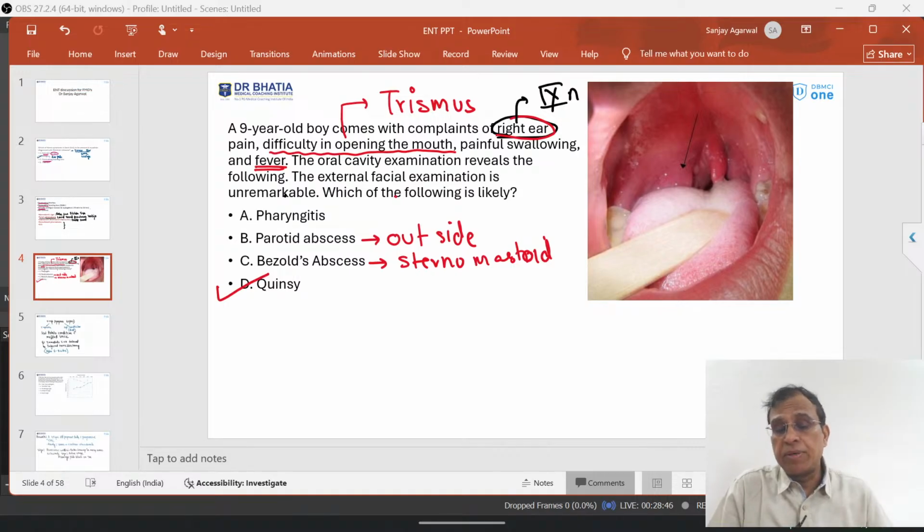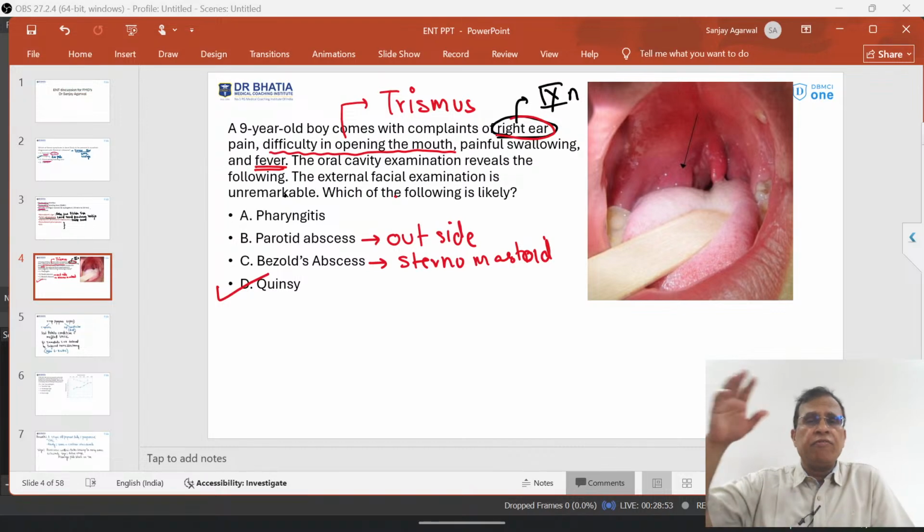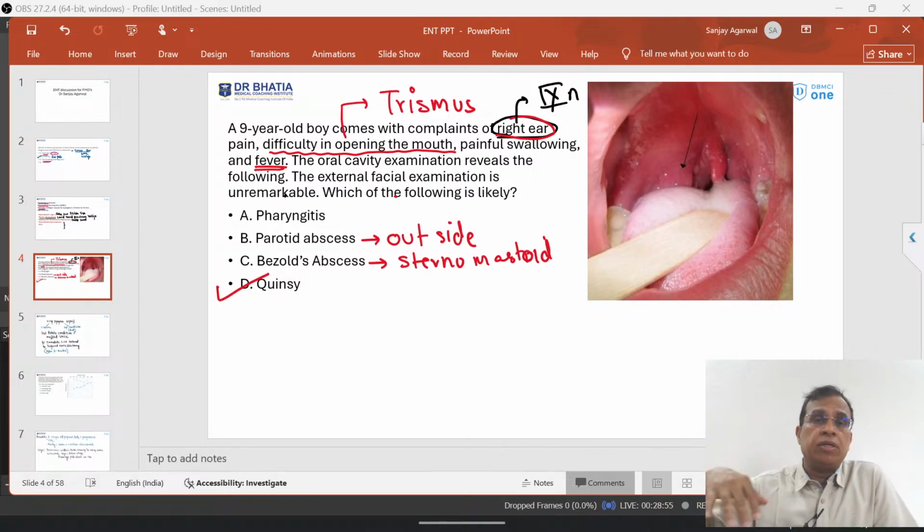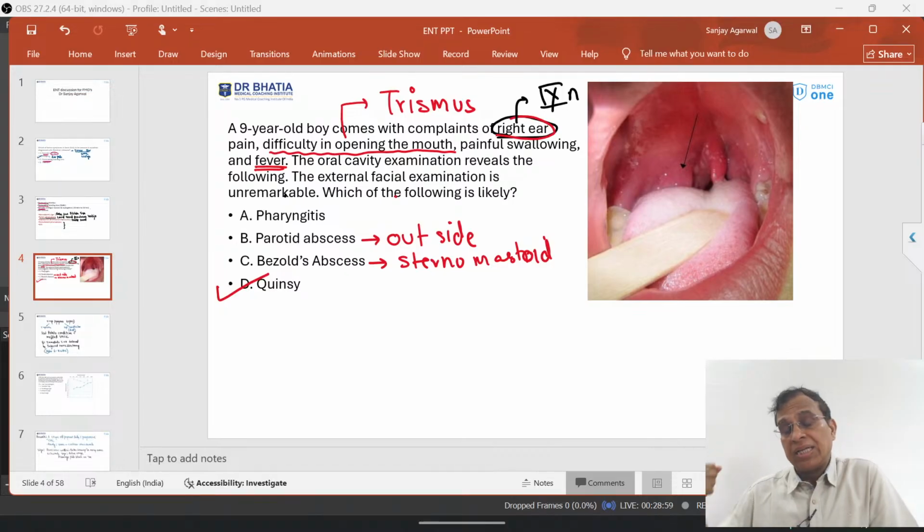Which is the nerve that carries the pain fibers of the middle ear? Ninth nerve. That's why if there is any involvement of the ninth nerve in any part of the body, the ninth nerve is a long nerve, supplies so many things. So if there is any involvement of the ninth nerve, it can cause referred pain to the ear.